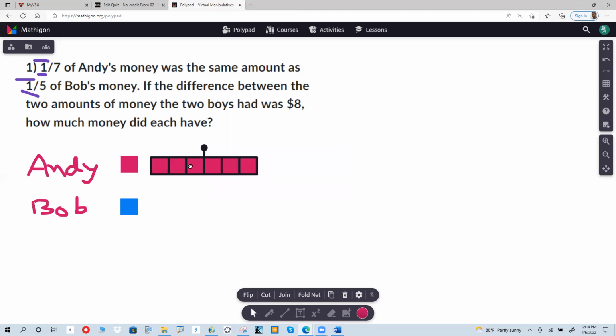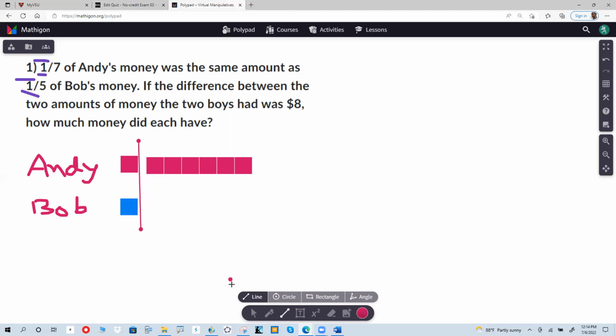Now, if the blue square is 1/5 of Bob's money, Bob must have 4 more. That's the only way the one blue square will be 1/5 of all of his money. Would you accept that? Yes, sir. Good. Let's stick it together, and I'm going to tell you why it's not a bad choice.